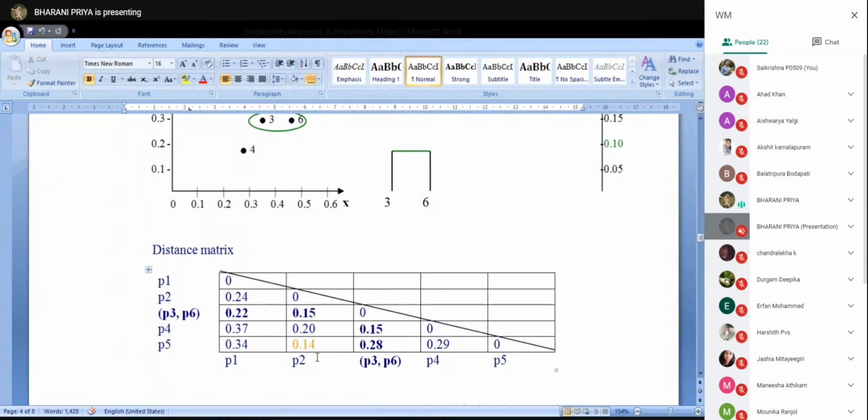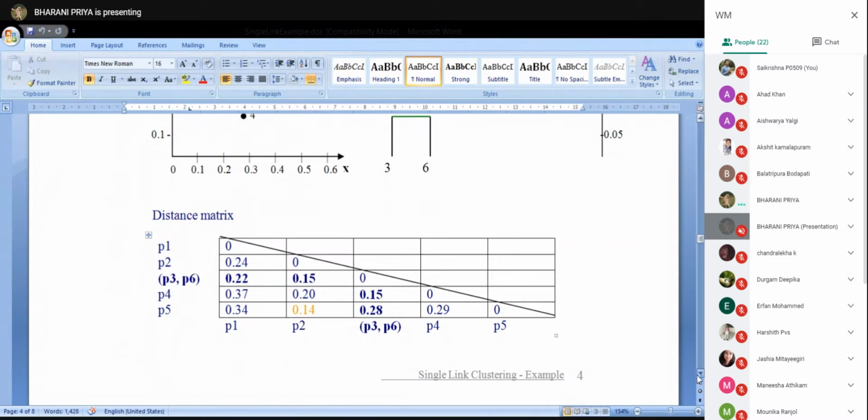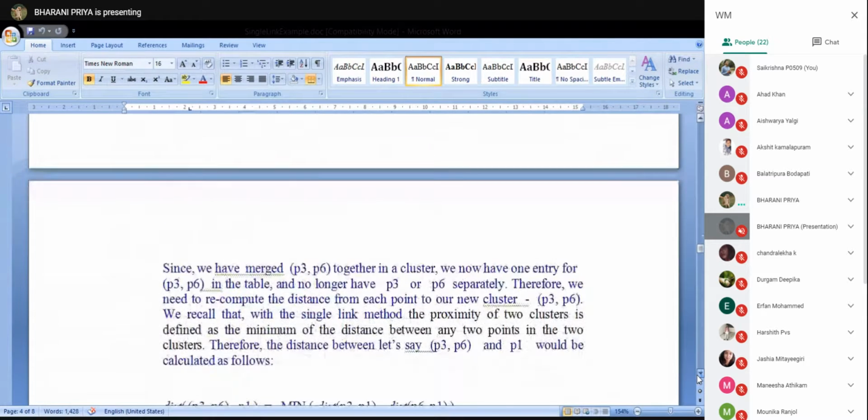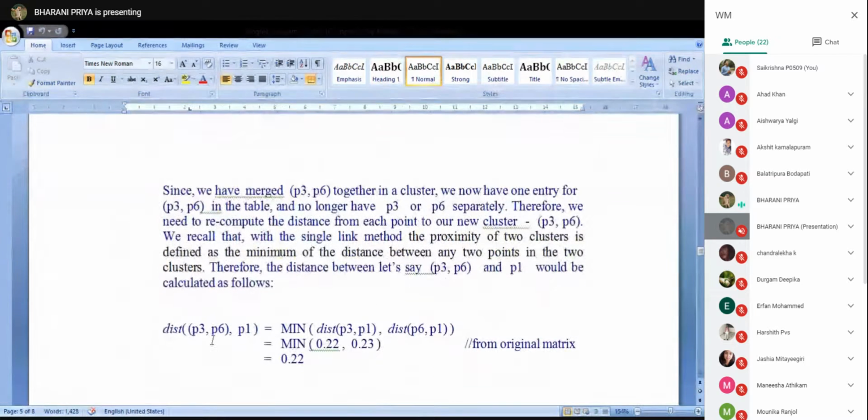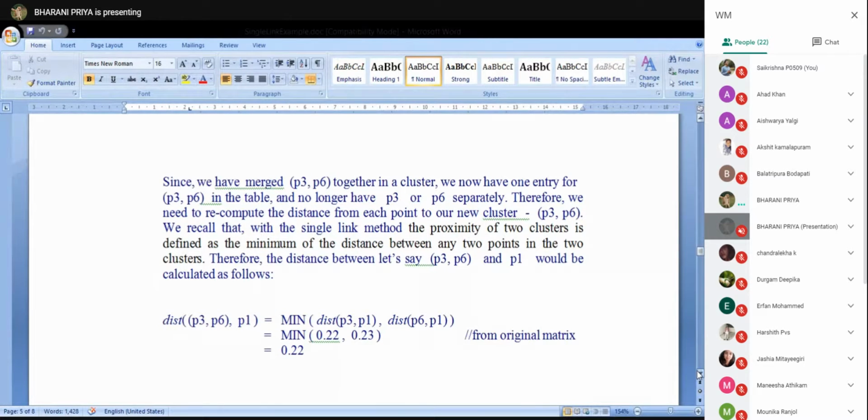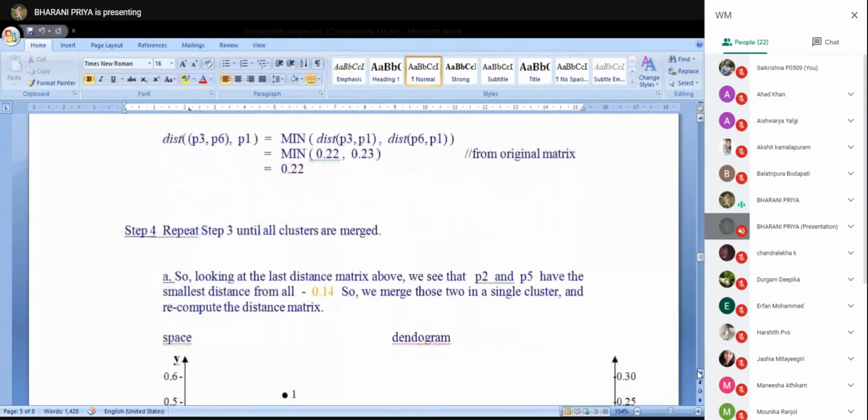Which is P5 and P2. You can group P5 and P2, and again you can calculate the distance from the P3, P6 point to the other points also. The iteration keeps going. Look here. We are calculating the distance between P3, P6 and P1. So the minimum distance is 0.22. So repeat these steps.